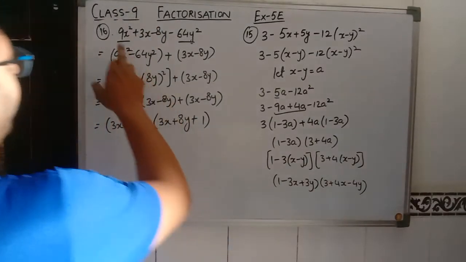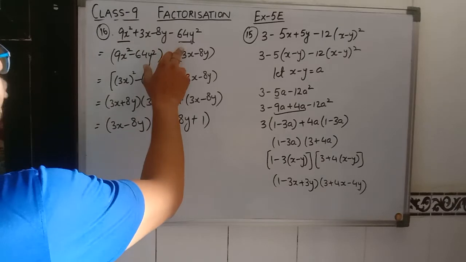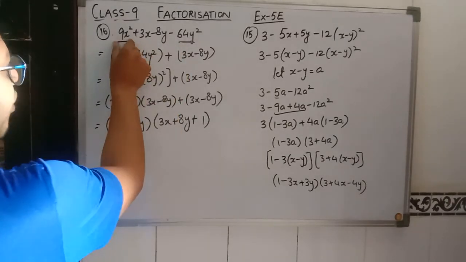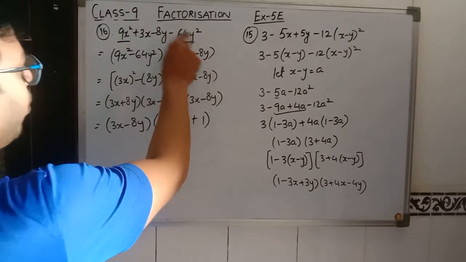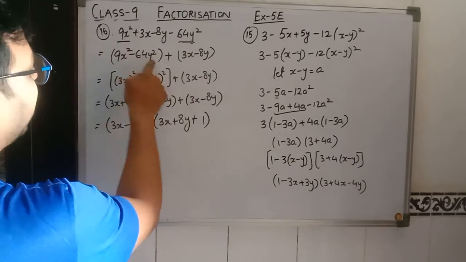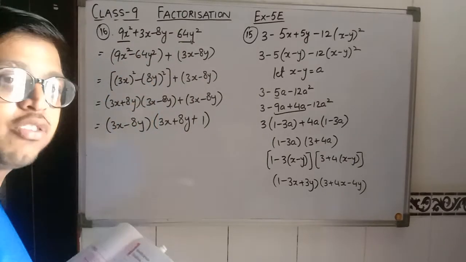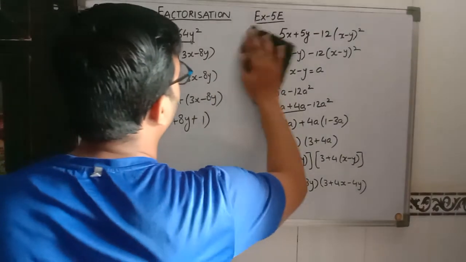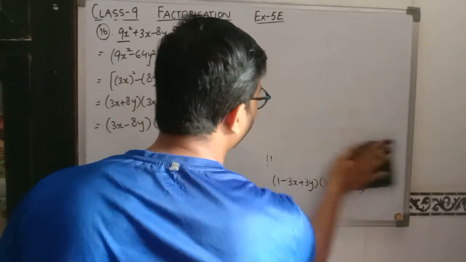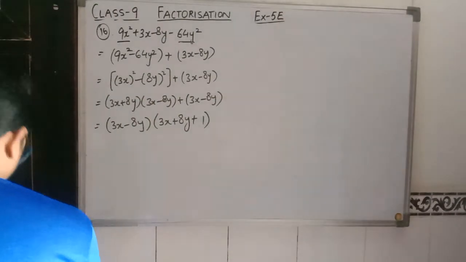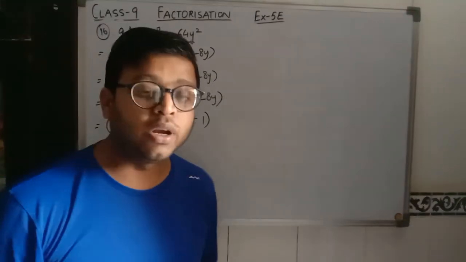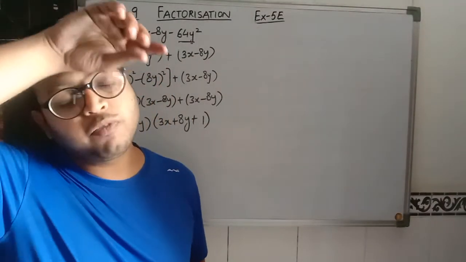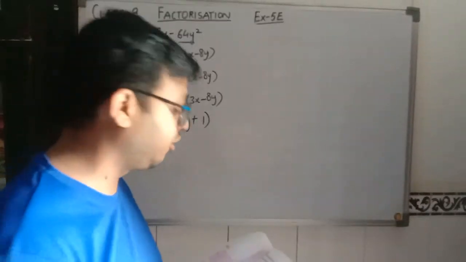Why are we grouping these terms together? Because this is also a perfect square, this is also a perfect square, and the sign between them is negative. That is why we can apply the identity of a square minus b square. So from this question it is clear that you have to jump one step forward, then only you can solve it, because you have to be very logical while solving factorization questions.